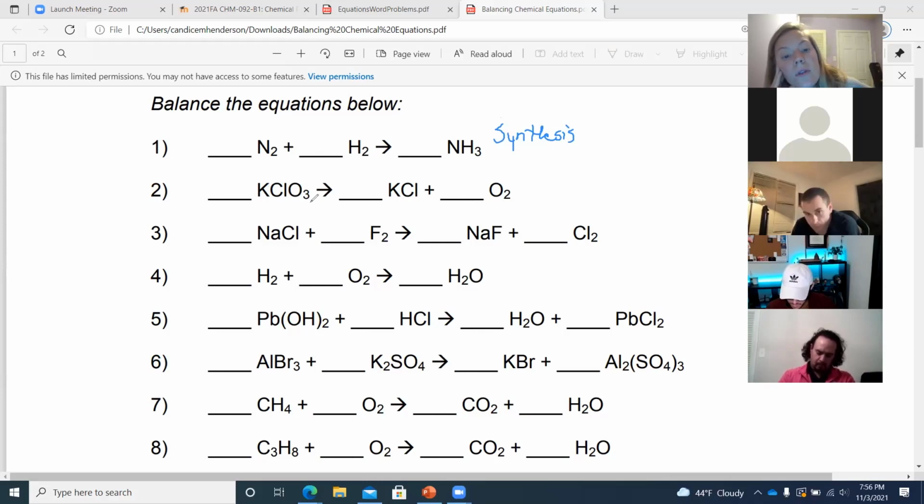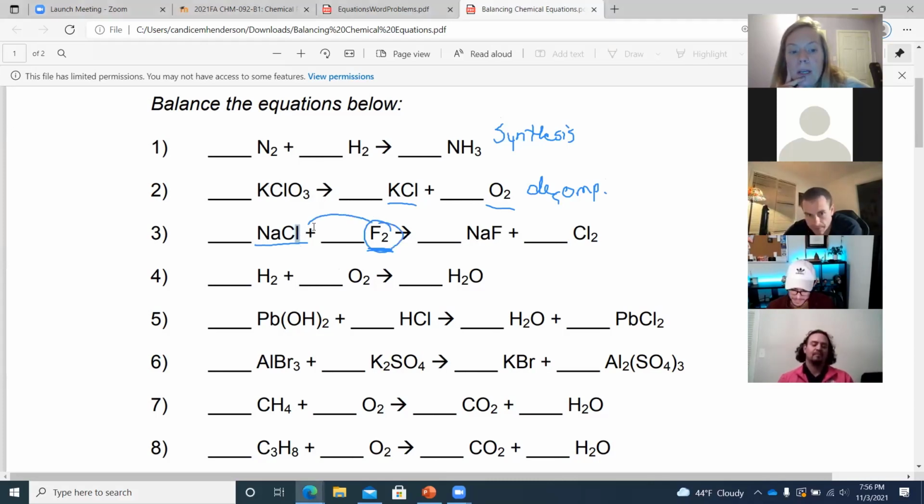Here I've got KClO3, and it breaks up into KCl and O2. This is our decomposition. Number 3, look at what's going on in number 3. I've got a compound and a single element. This ends up, don't write home wrecker on your test, but this is the single displacement, right? So we get the F booting the chlorine. So now the Na and the F are together and the chlorine has been released.